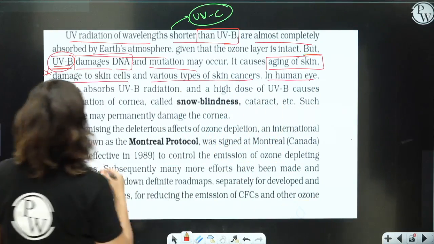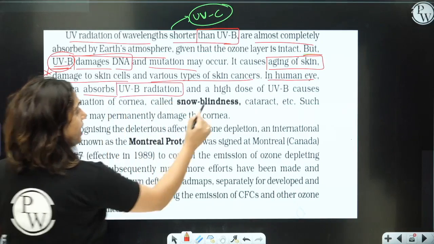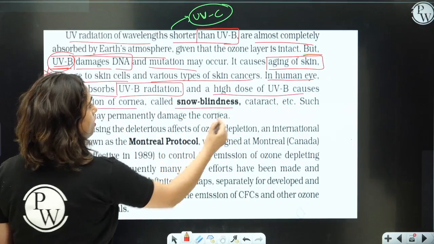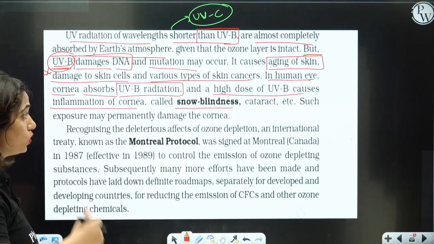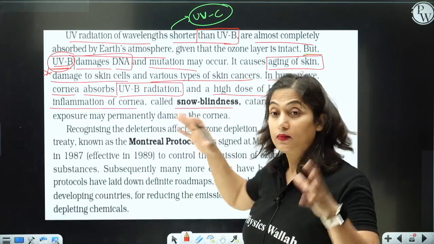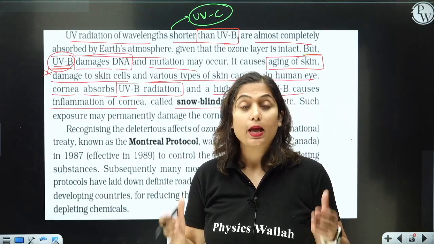In human eye, cornea absorbs UV ray B radiation, and a high dose of UV ray B can cause inflammation of cornea, called as the snow blindness. So these all are the damaging effects of UV ray B.